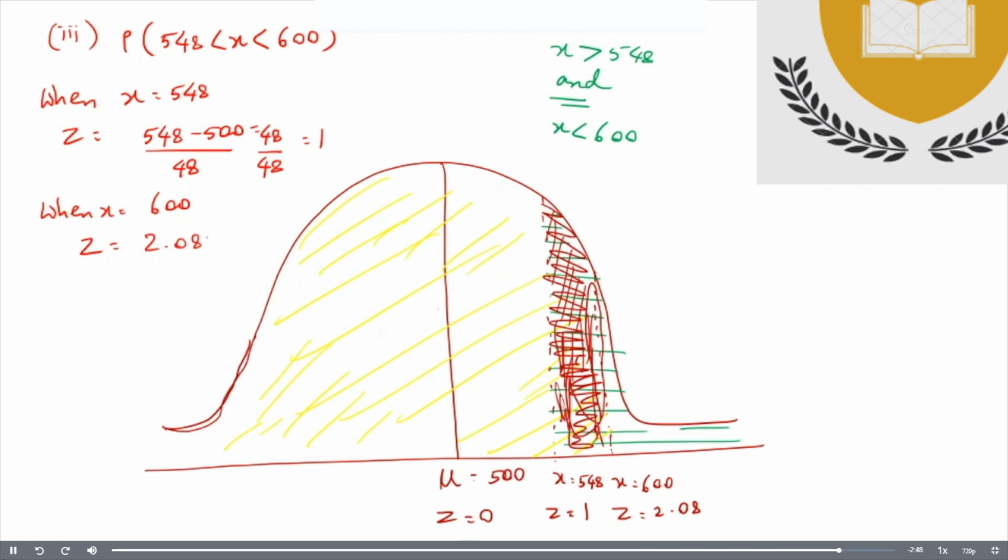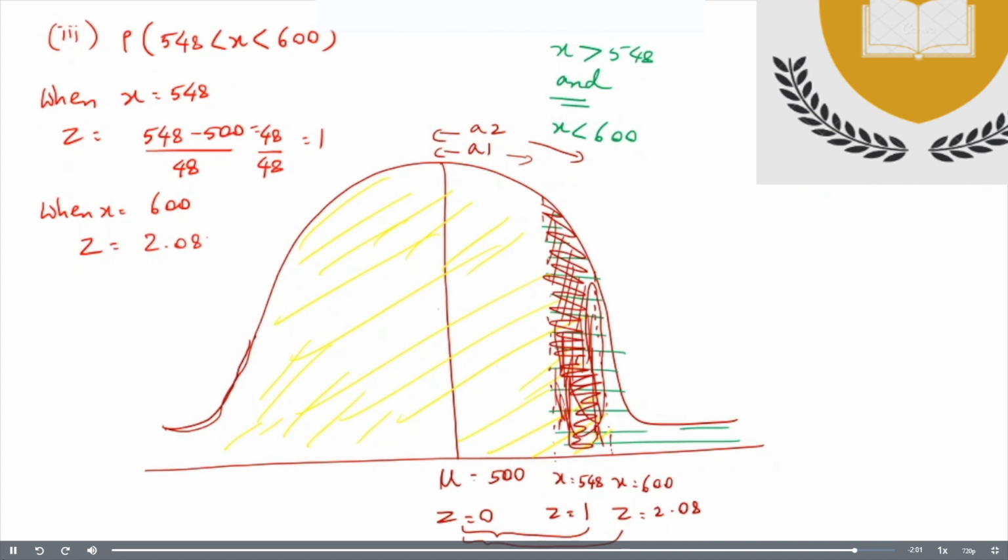But how do I find out the area? Look at this carefully. I know the area. I can find the area of this portion. Let me call it area 1. Okay, for your understanding, I am denoting it as area 1. And I can find out the value of this area. I'll call it area 2. Okay, so I'm trying to find out the value of 0 to 1 and the value of 0 to 2.08. If I find out these two, then the difference between those two will give me the resulting area which I require. Okay, I'm going to repeat once more.